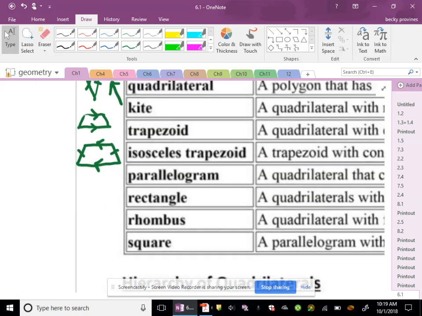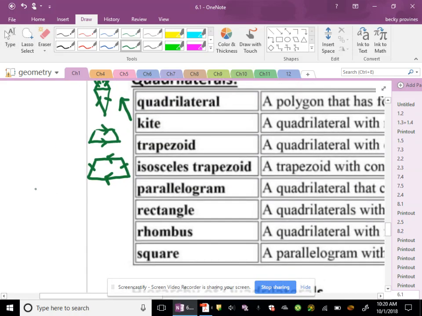For a parallelogram, just opposite sides are parallel. The way that I showed this is by putting my parallel symbol. That's a parallelogram. Okay, rectangle. We know rectangles. We know opposite sides are equal and they have right angles. Those are all right angles. And technically, these opposite sides are equal and parallel.